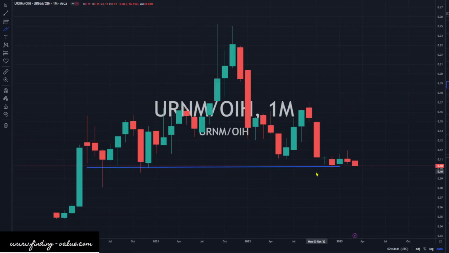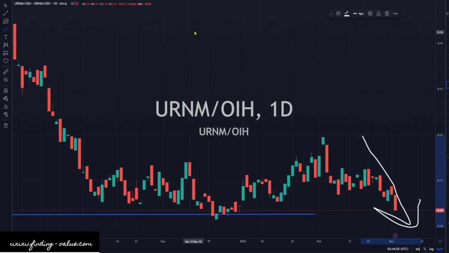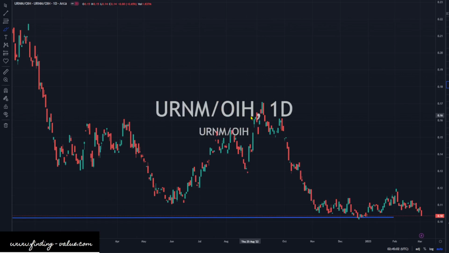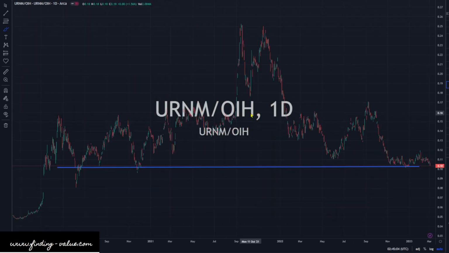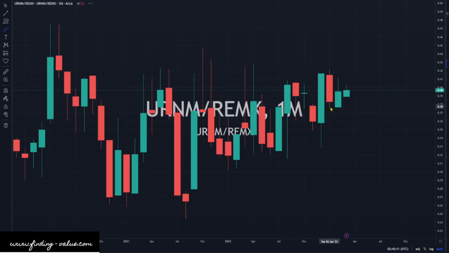URNM versus OIH. Now, this one's interesting. OIH could outperform here for a period of time, but I also think it depends on when URNM really starts to take off. So if we zoom in with the daily candlesticks, you can see there's outperformance of OIH. That's why it's going lower. So OIH, which is the energy service companies, is actually looking very good. And it is very cheap against a lot of different assets. So OIH is kind of interesting.